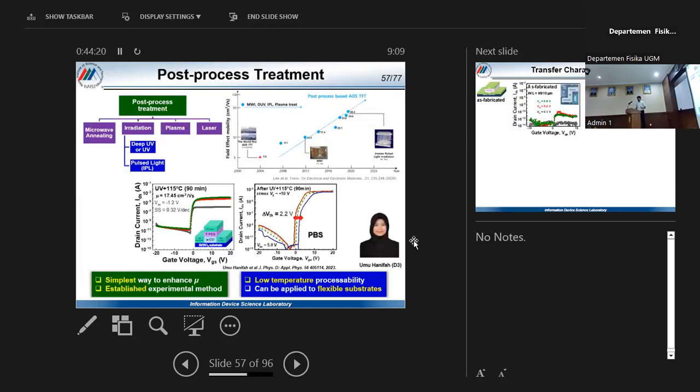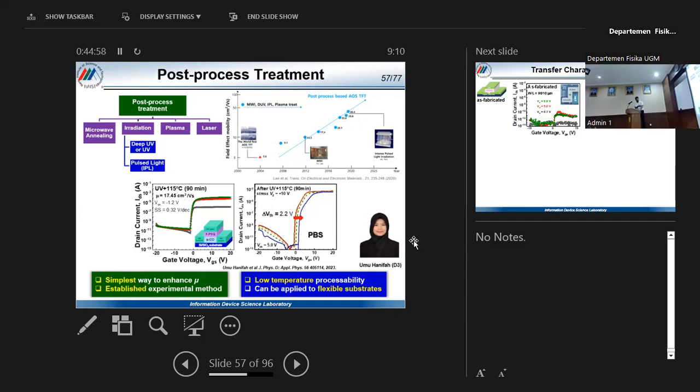Both of these studies were done by Indonesian students under my supervision. Hanifa is from University of Indonesia, and she will graduate this September. She studied alternative post-process treatments for the all solution process TFT. I didn't show you the stability, but if you only use UV, the transfer characteristics are not stable. By stable, I mean when we apply stress on the device, the measurement should be the same, so it should be overlapping.